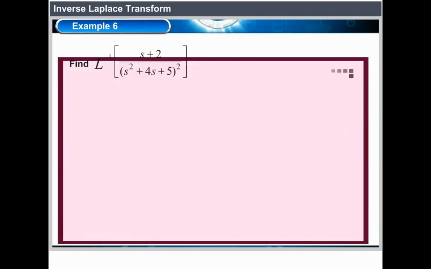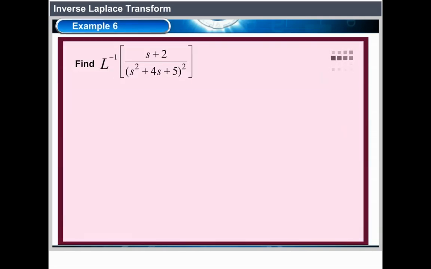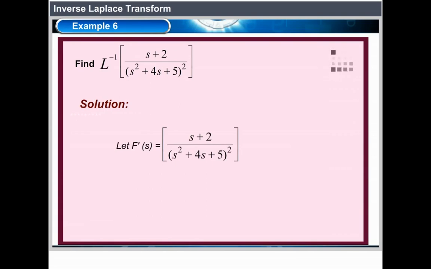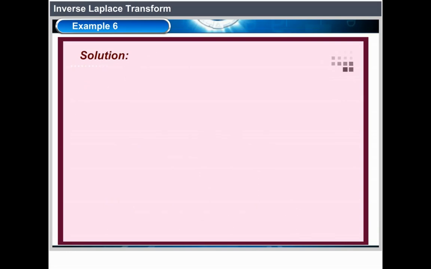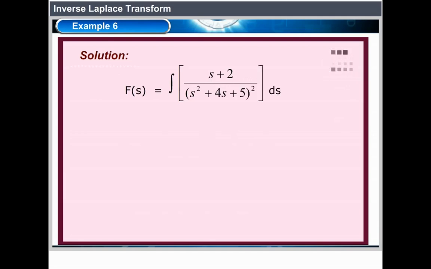Example 6. Find L inverse of (s+2) divided by (s^2+4s+5) the whole square. Solution. Let F'(s) equal (s+2) divided by (s^2+4s+5) the whole square. Here we put the integration with respect to ds on both sides. After applying the integration, integral F'(s) ds equal to integral (s+2) divided by (s^2+4s+5) the whole square ds. After integrating F'(s), we will get F(s) equal to integral (s+2) divided by (s^2+4s+5) the whole square ds.